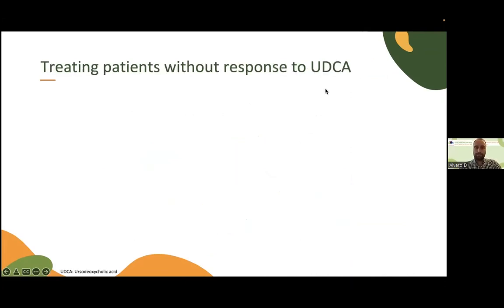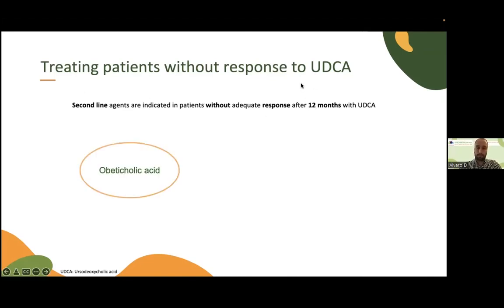in order to know if the patient is responding or not to the drug. So what about those patients that do not respond after 12 months? We mentioned before that 30 to 40% of patients may not experience a good response to ursodeoxycholic acid. And then we have different second-line agents that are indicated in patients without an adequate response after 1 year under UDCA treatment. These are obeticholic acid and bezafibrate. Bezafibrate is a drug that is not licensed in many countries for treating PBC.